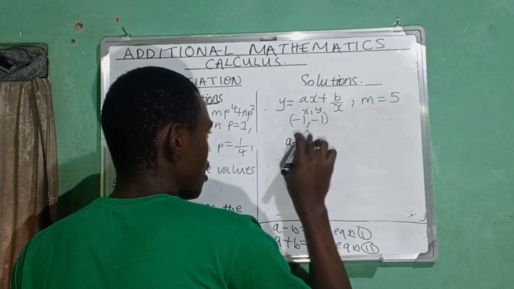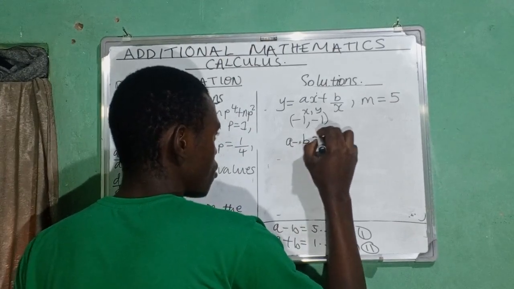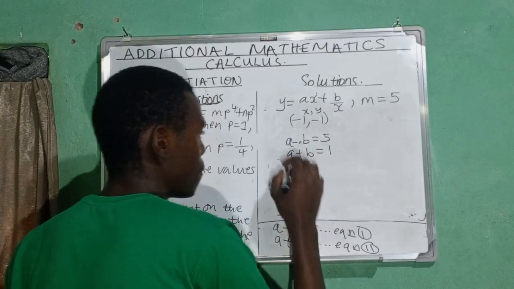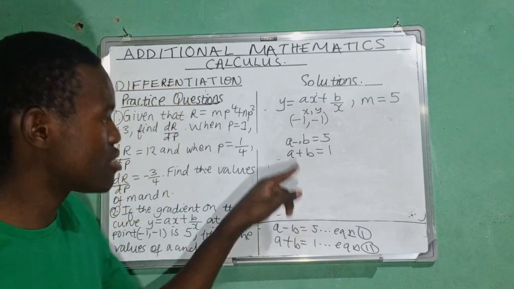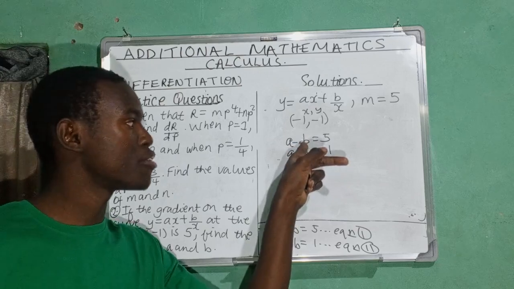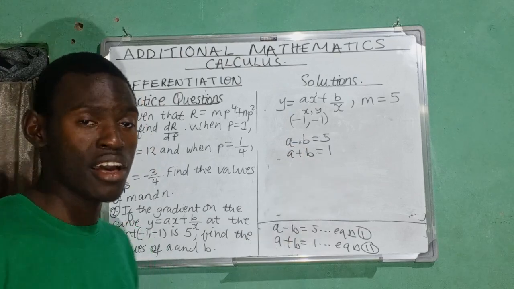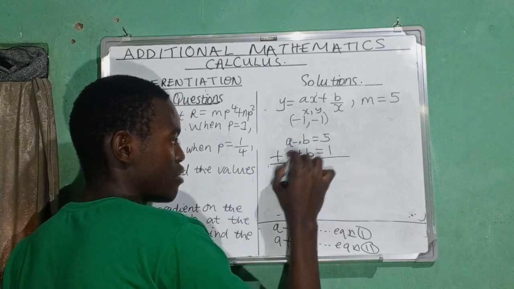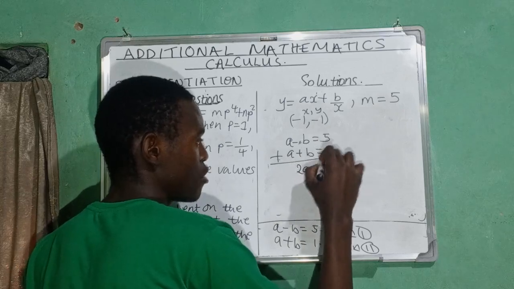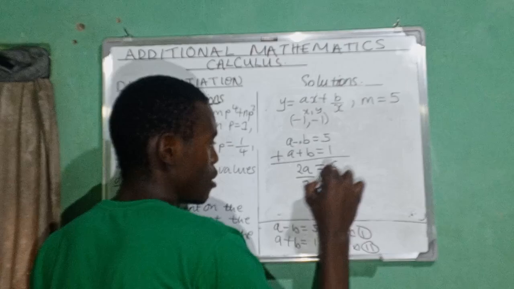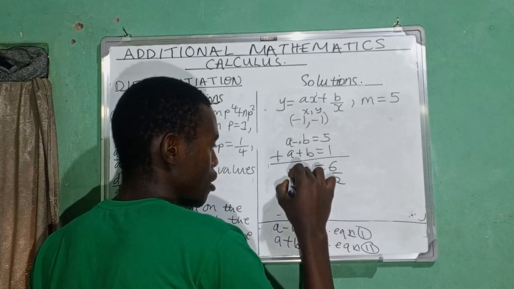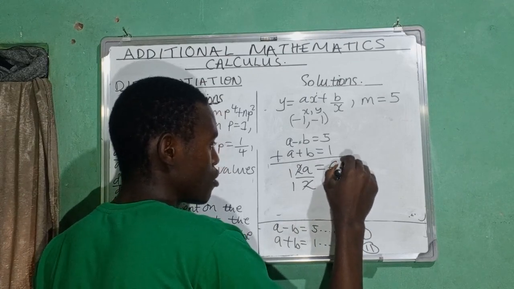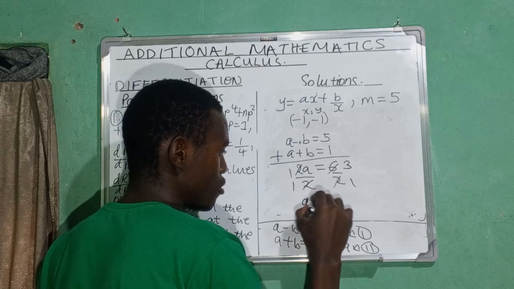a minus b is equal to 5, a plus b is equal to 1. The simplest to eliminate here is b. Since there's a positive b there and a negative b there, we just add. So a plus a is 2a, and 5 plus 1 is going to give you 6. Divide by 2 on both sides: 2a divided by 2 is a, and 6 divided by 2 is 3. a is equal to 3.